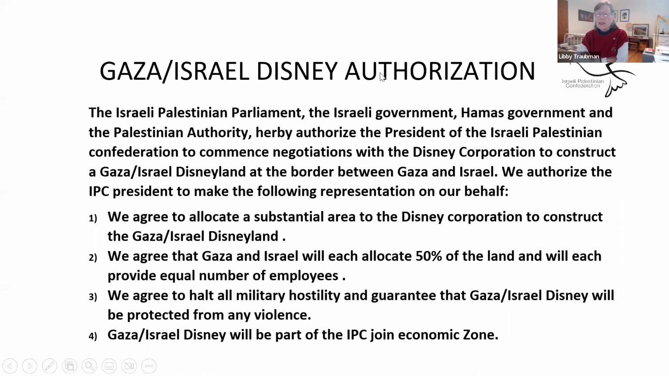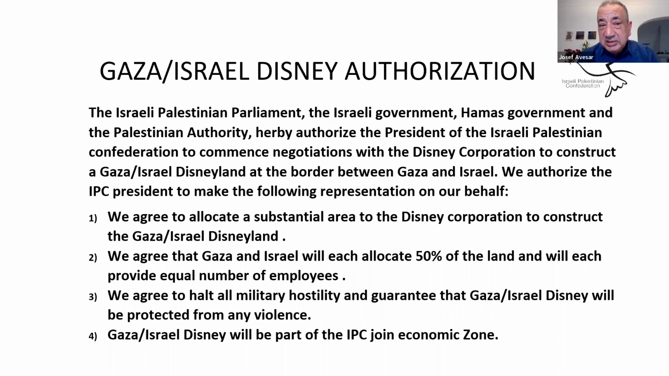We authorize IPC President to make the following representation on our behalf. 1, we agree to allocate a substantial area to the Disney Corporation to construct the Gaza-Israel Disneyland. We agree that Gaza and Israel will each allocate 50% of the land and will each provide an equal number of employees. We agree to halt all military hostility and guarantee that Gaza-Israel Disneyland will be protected from any violence. Gaza-Israel Disney will be part of the IPC Joint Economic Zone.